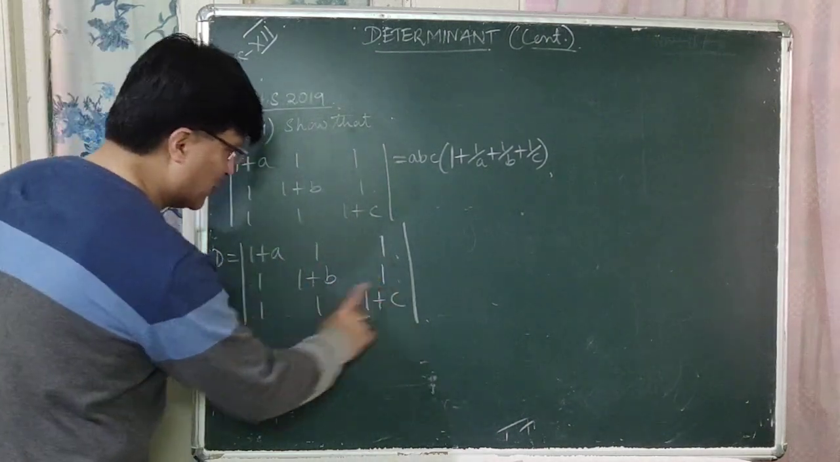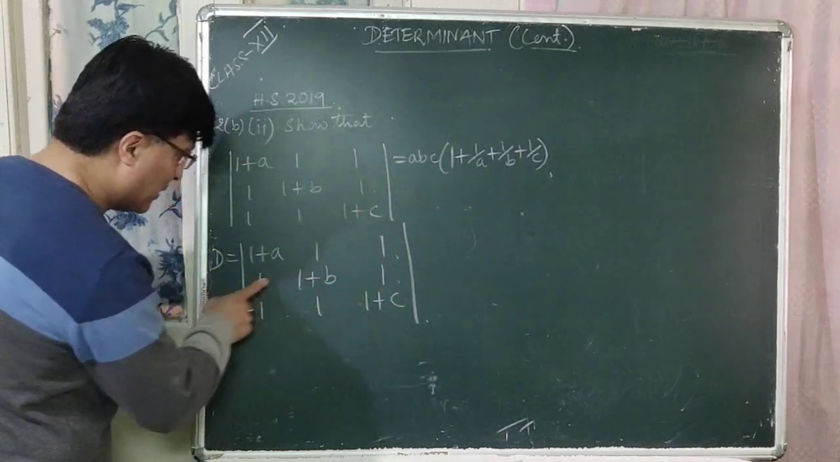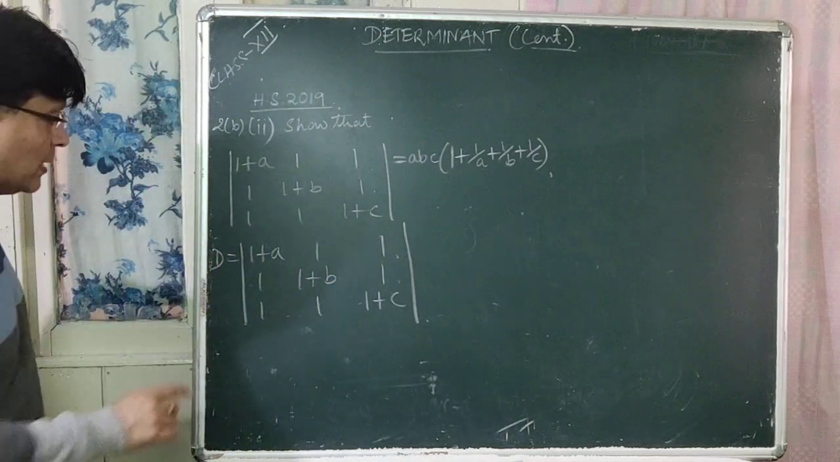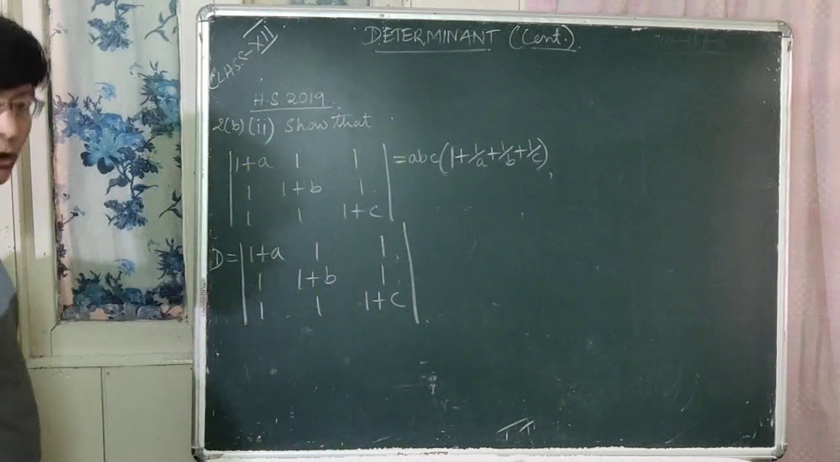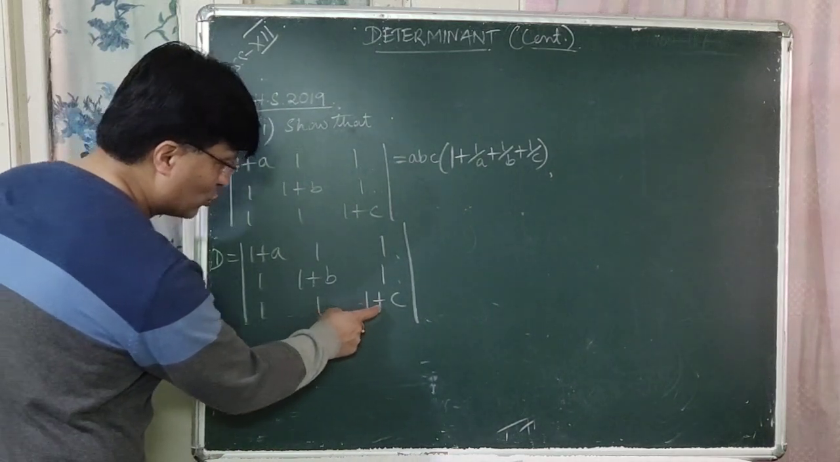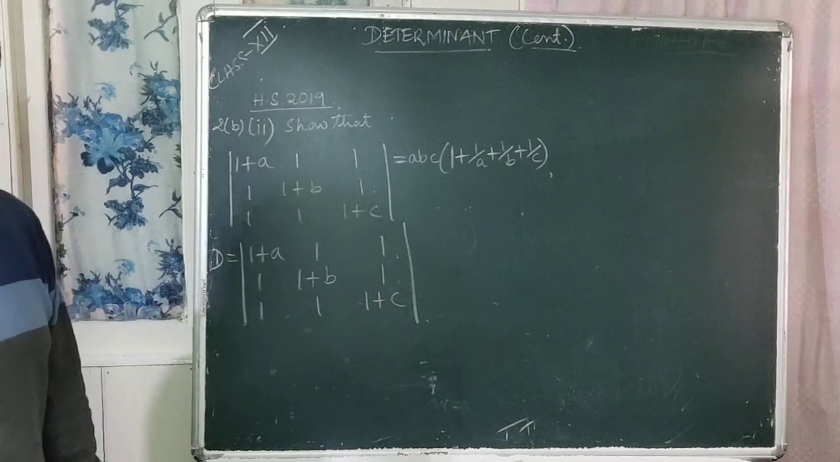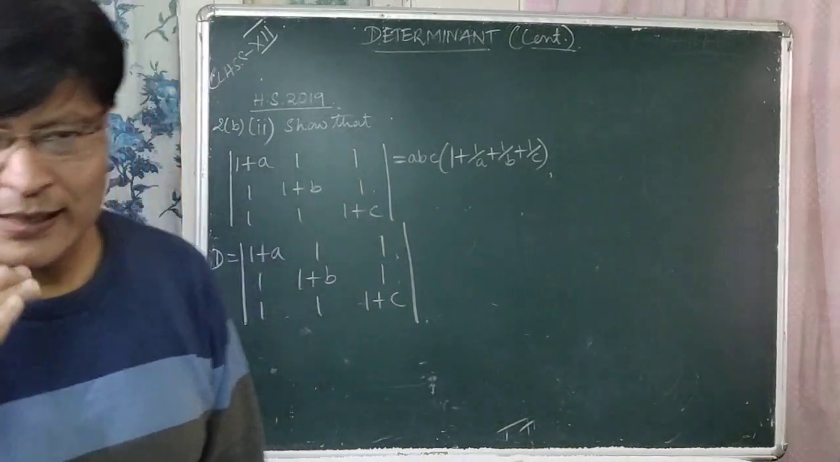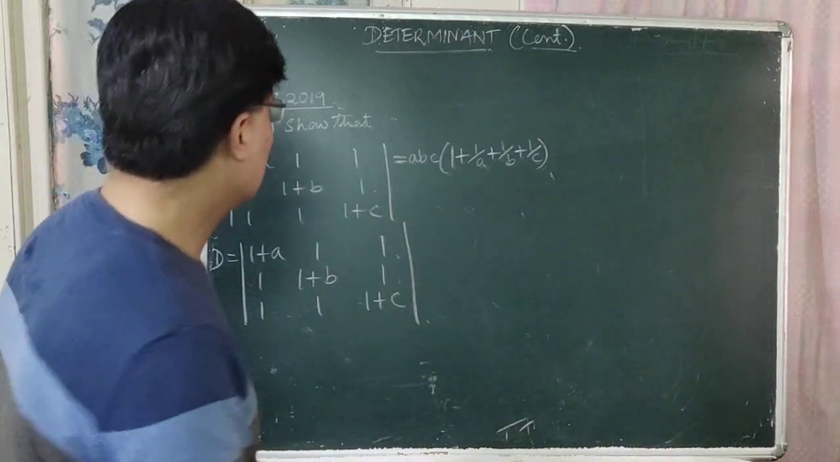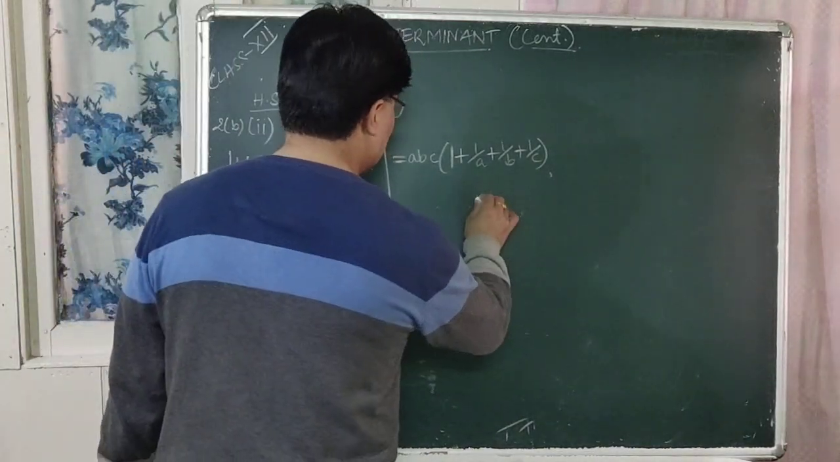Similarly, in the second row, instead of 1, write B by B, this is also B by B, this is also B by B into 1 plus B, right? And what will you do in the third row now? C by C, C by C, C by C into 1 plus C. Is that clear? C by C means 1, A by A means 1, B by B means also 1. Okay? So let us simplify it like this.